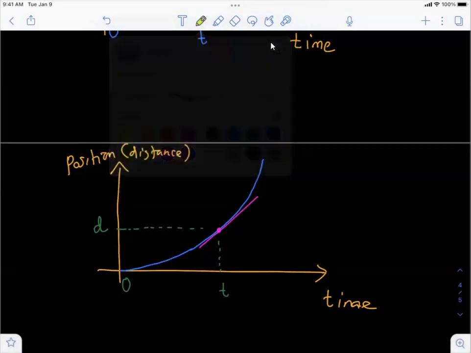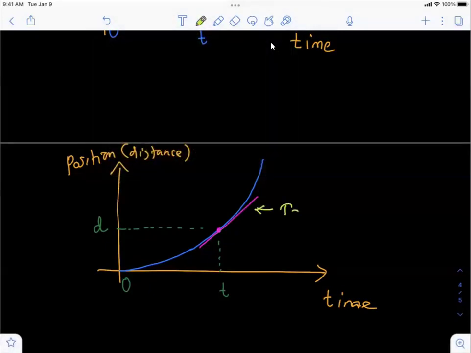In other words, this is the tangent line at which point? At that point. So since that is the tangent line given at this point, now we do not have 2 points here. We need to consider one single point to come up with the velocity.